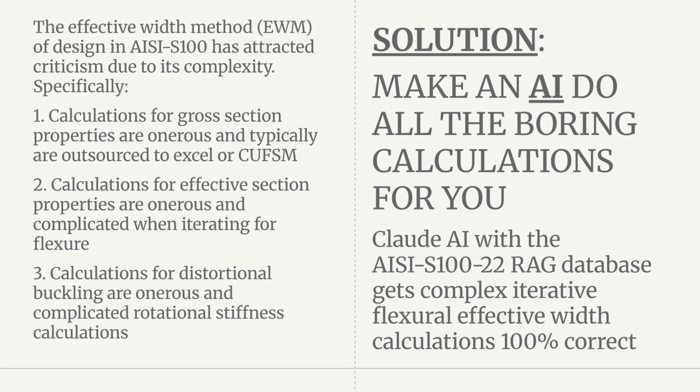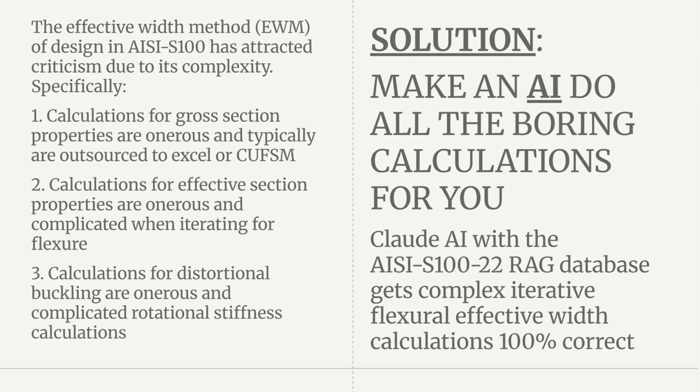As discussed in previous videos, the effective width method of design in AISI S100 has attracted criticism due to its complexity. The calculations for gross and effective section properties are onerous, particularly when flexural iterations are required, and likewise the calculations for distortional buckling. The solution is to make a smart AI do all the boring calculations for you.